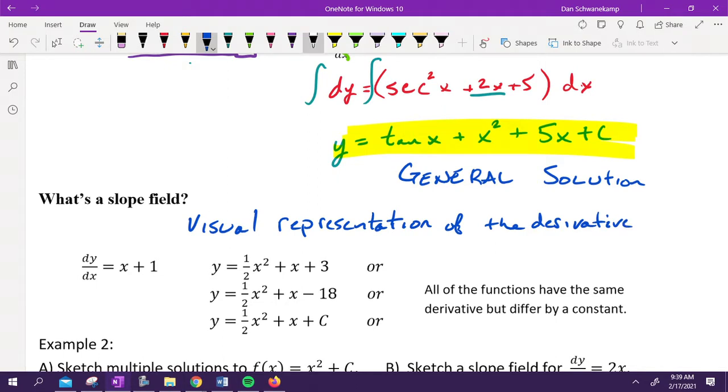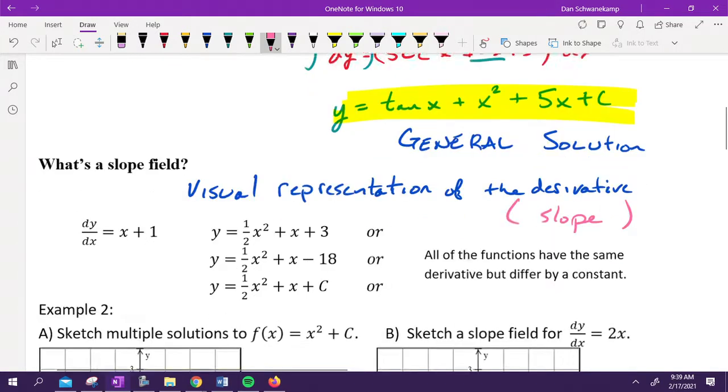It tells me slope. So it's a visual representation of the slope. That's what we're doing here. Okay, we're finding a visual representation of the slope and we're going to tie that all back into the whitewater rafting we did for Bell.